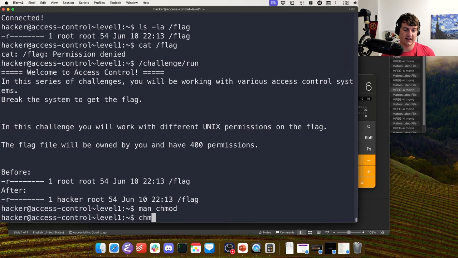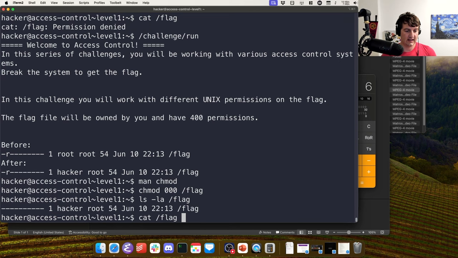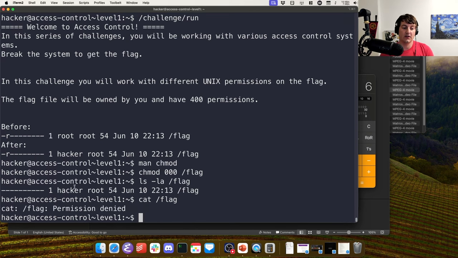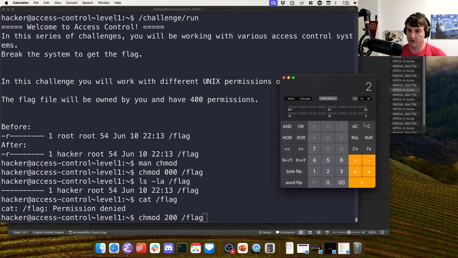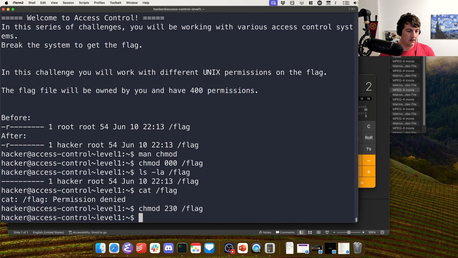We can actually show this. I can chmod 000 /flag. Now if I do ls -la /flag and I cat the flag, I'll see permission denied, even though I am the owner of this file. I could do chmod 200 /flag. Remember the bits: 4 is read, 2 is write, 1 is execute. So this is write. I can even do 2, 3. If we double check, this should be writable by the owner, writable and executable by the group, and nothing for everyone else.